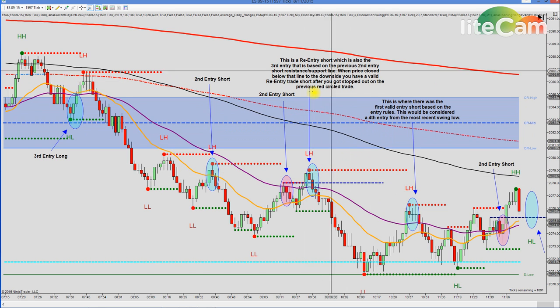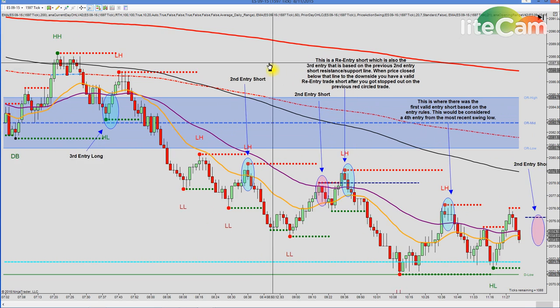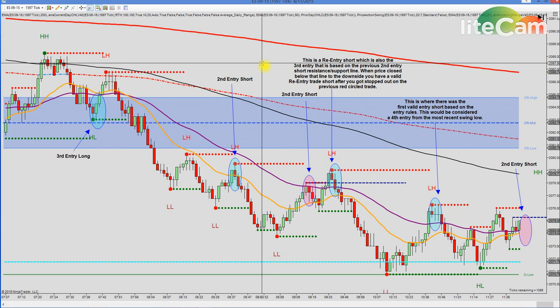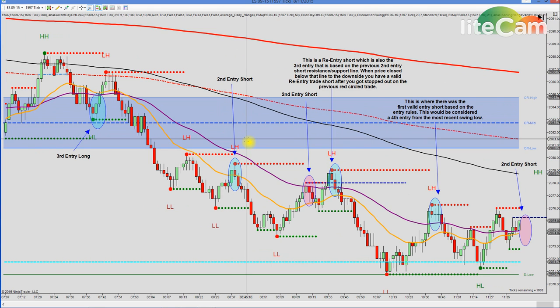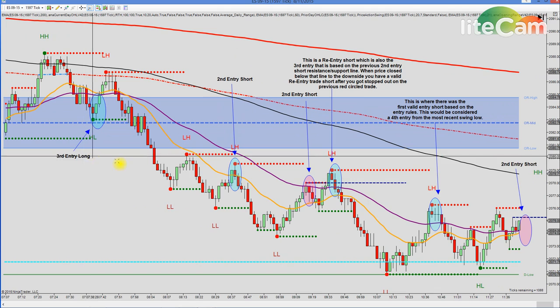So that's an example of some more advanced trades, and I'll go over some other trades tomorrow or the next day, and go over some examples of shorts and longs that might not be easy to catch, like a third entry or a fourth entry.